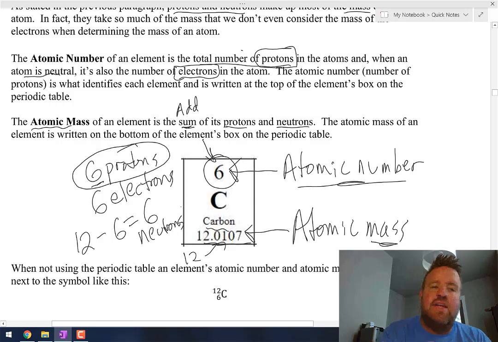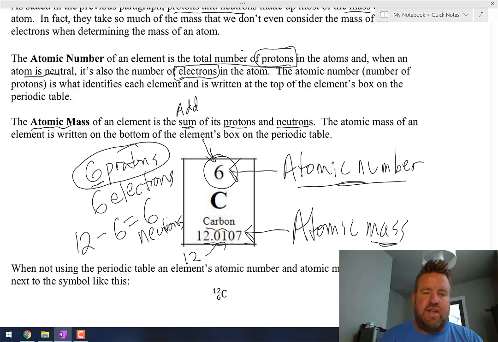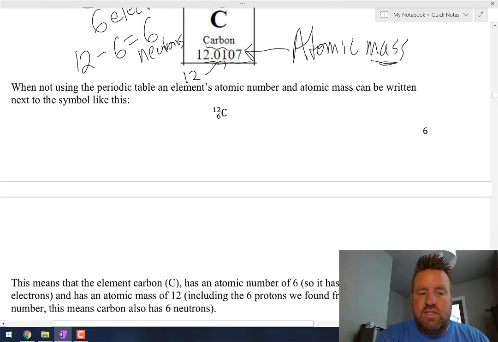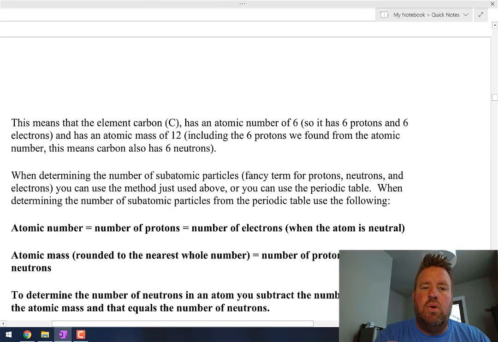Okay, now in this case, yes, there's 6 protons, 6 electrons, 6 neutrons. Oh, they're always the same number? No, they're not. For right now, for this very first example, just to make it easy, yes, it was 6 for all 3 of them. But that is not always the case. So a carbon with an atomic number of 6 has 6 protons, 6 electrons, and therefore it also has 6 neutrons because, again, 12 minus 6.